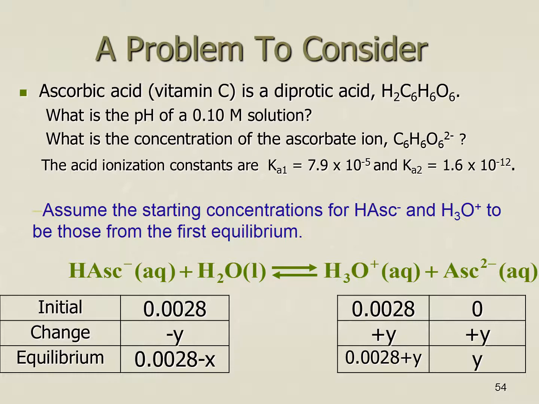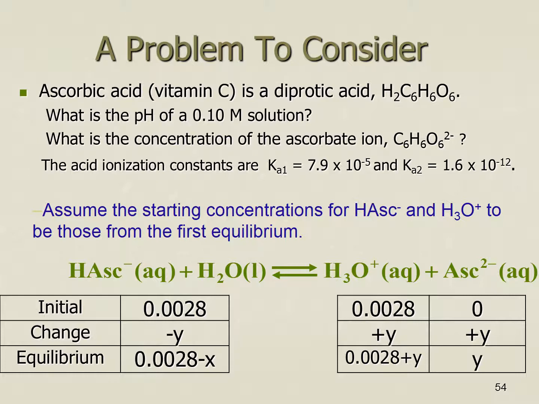So the 0.0028 of the HA- is not the same as the original 0.1, because only a small percentage of the H2A has broken apart. So for the second step, we're only starting with how much of the HA- has appeared, which is 0.0028. All right, so we're going to subtract Y.